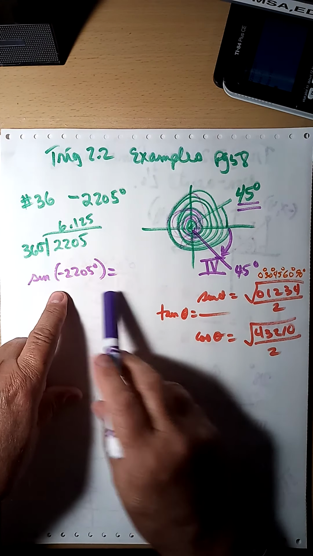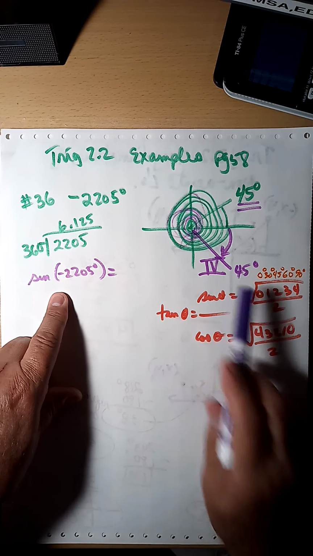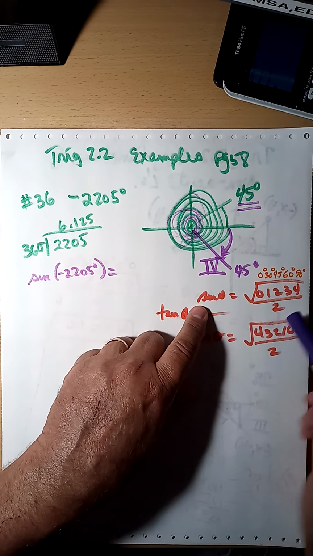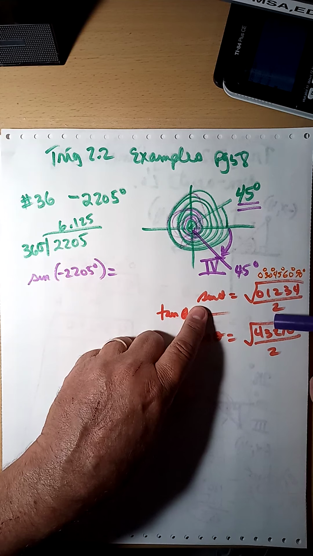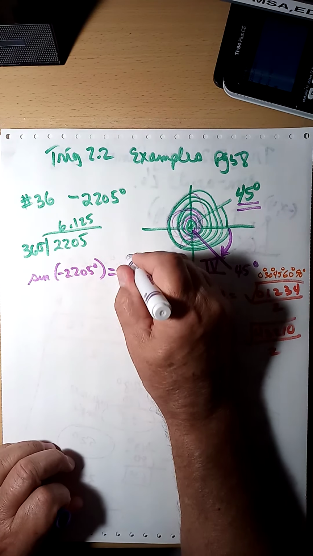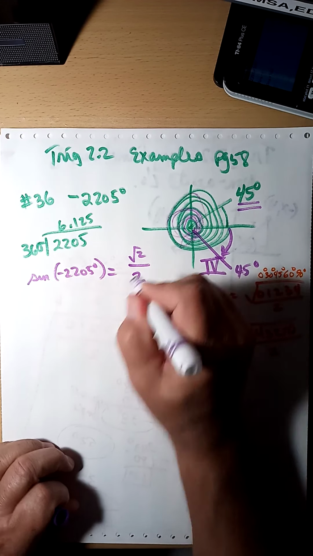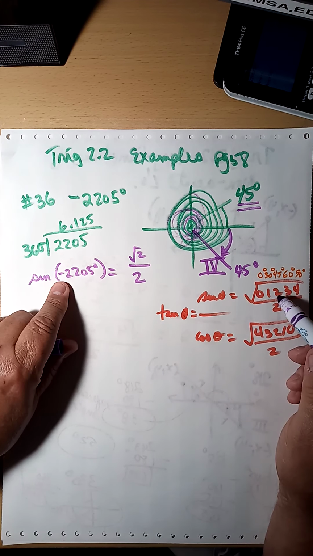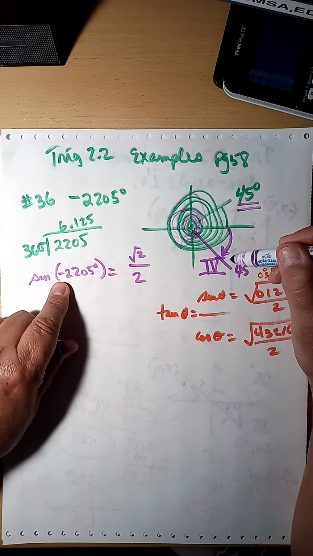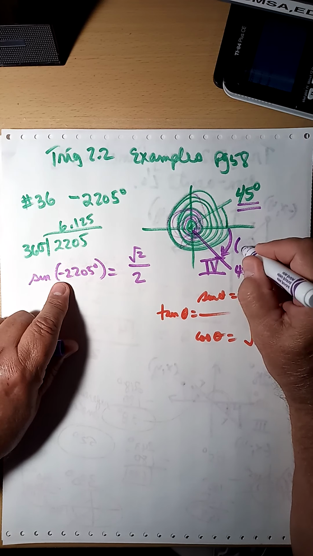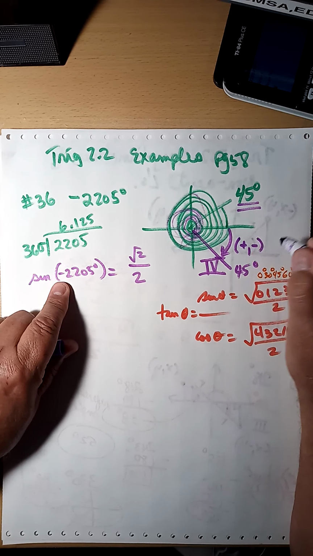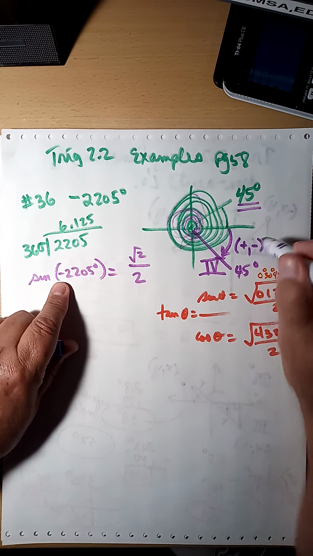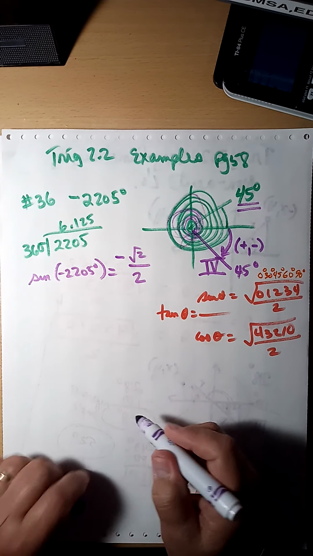But remember, this is really just 45 degrees. So what is the sine of 45 degrees? It's the square root of 2 over 2. The only thing I have to worry about is, what is the plus or minus sign of the sine function in the fourth quadrant? Remember, this is plus and minus. The y is negative, so the sine is negative.